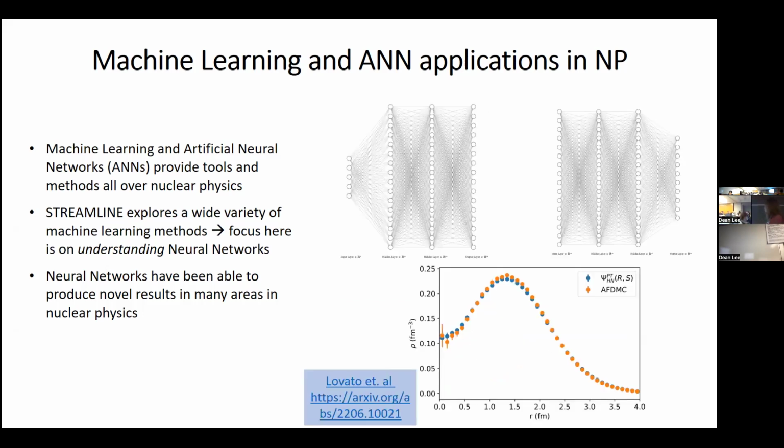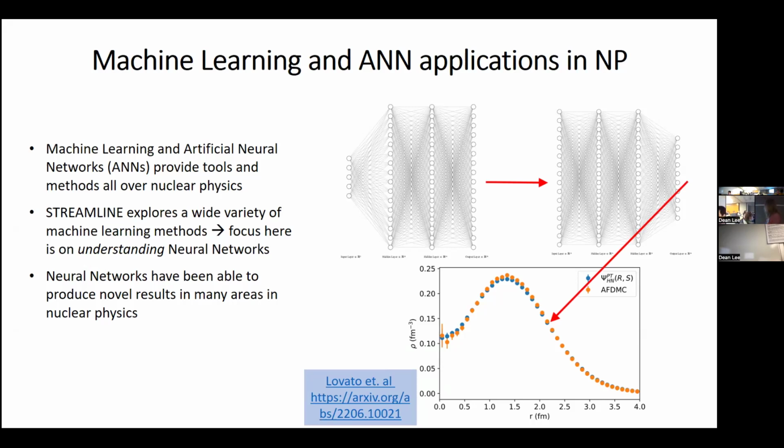Another one, which is done by Ali Lovato and collaborators, so you can learn more about this tomorrow when he talks about it, is neural network quantum states. The idea is that we're using neural networks to learn more efficient ways of calculating wave functions and densities for nuclear systems by taking different inputs and then getting this output here.